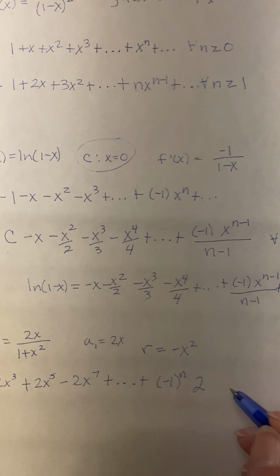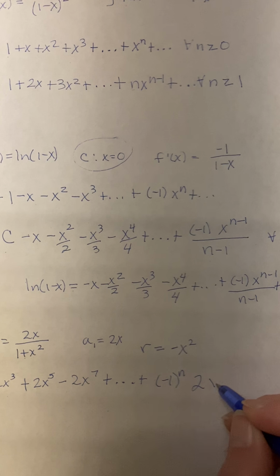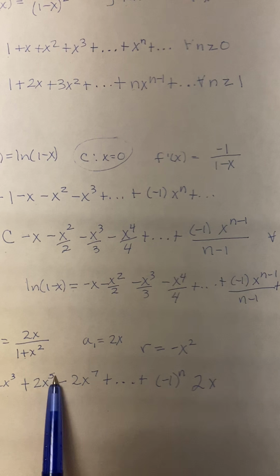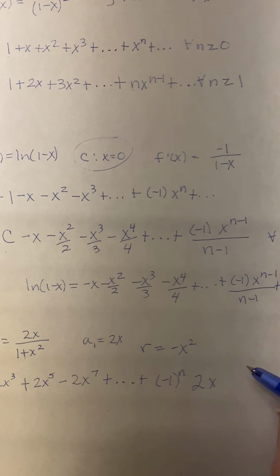Does the 2 need an n on it? I don't believe it does, but the x does. So let's think about this. This is a 1, 3, 5, 7. So those are all odd integers. How am I going to represent that?